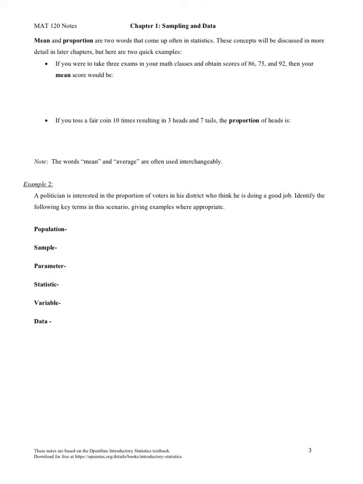Let's discuss briefly our terms mean and proportion, which we'll be using a lot in this course. If you were to consider 3 exams in your math classes, and say they had the scores of 86, 75, and 92, in order to find your mean score or your average score, you would add up all those 3 values and divide by the number of values.